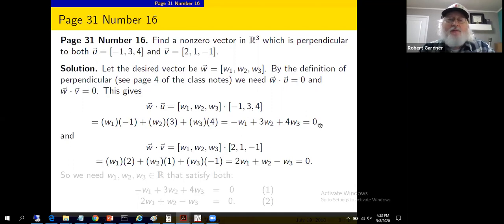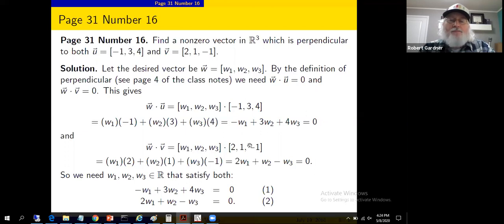We'll set it equal to 0 so that the dot product will be 0. W dot V, components of W, components of the second vector up there, vector V. Calculate the dot product. Here it is in terms of W1, W2, and W3. Set it equal to 0. So to have W perpendicular to U, we need this. To have W perpendicular to V, we need this. We need both of those.